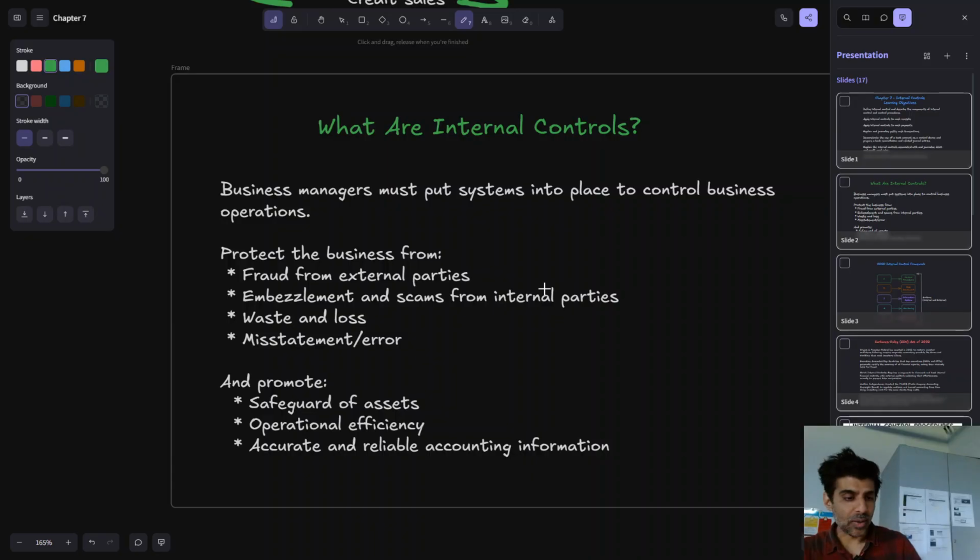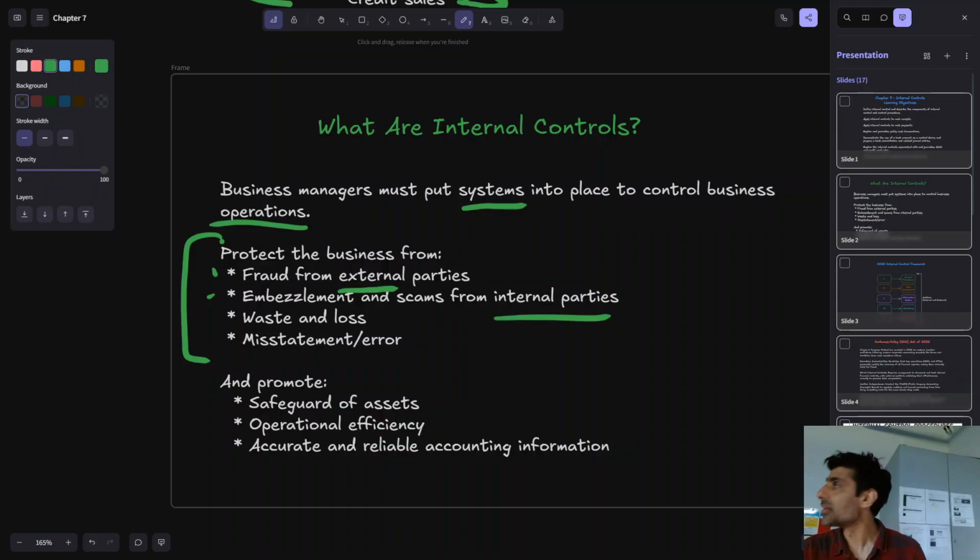Okay, so these are systems that are put into place, and they're related to the operations of the business. And again, they're really to protect against fraud, embezzlement, and scams. So this is external parties, embezzlement and scams from internal parties, such as employees, executives. You want to prevent waste and loss.